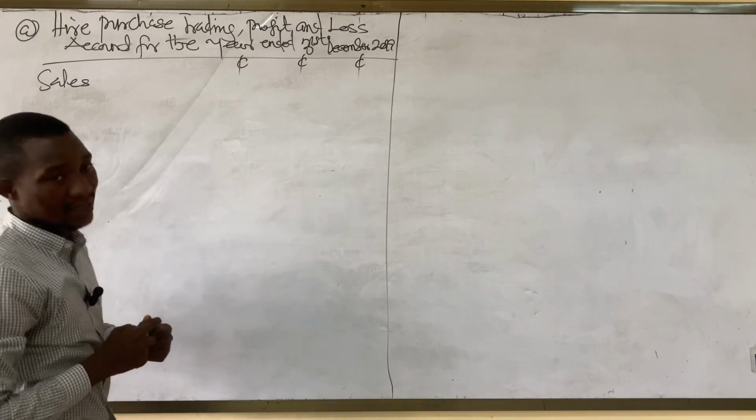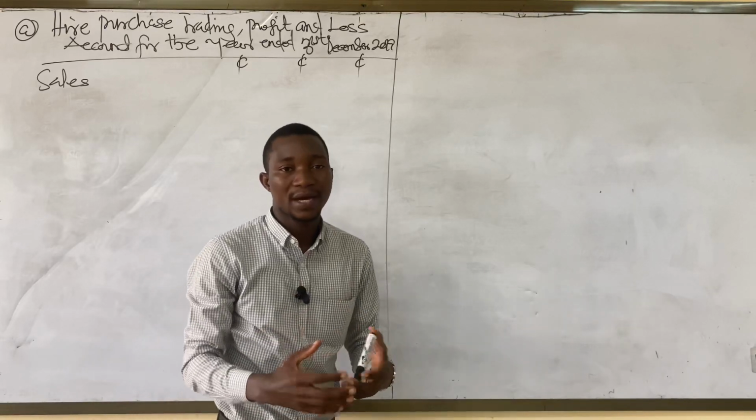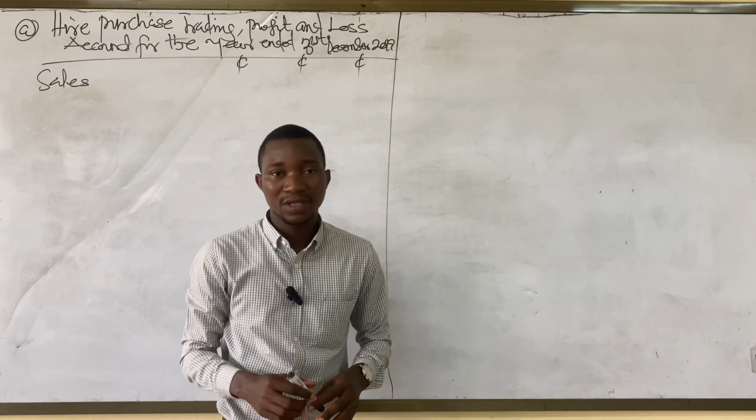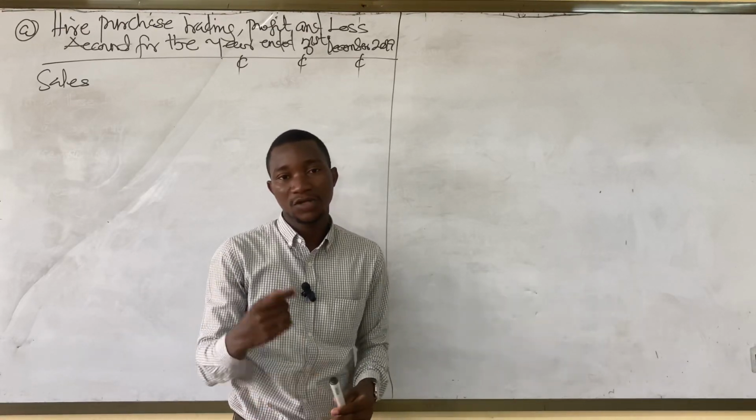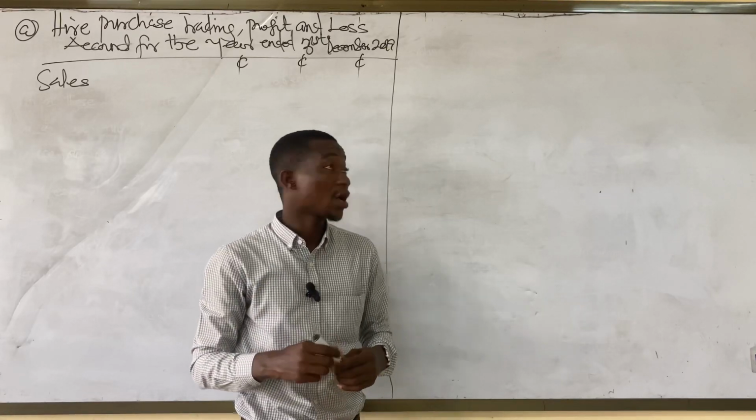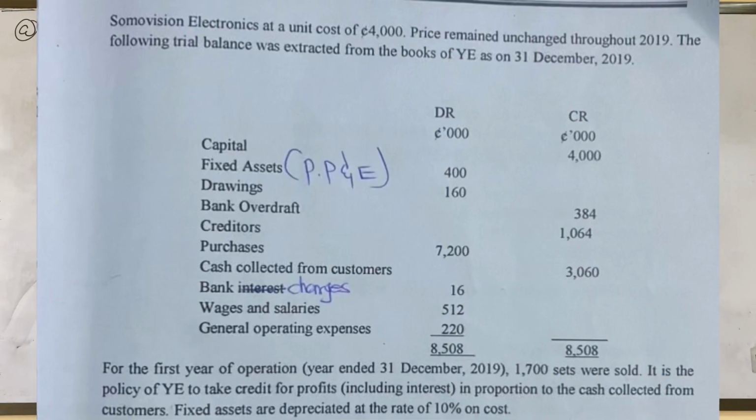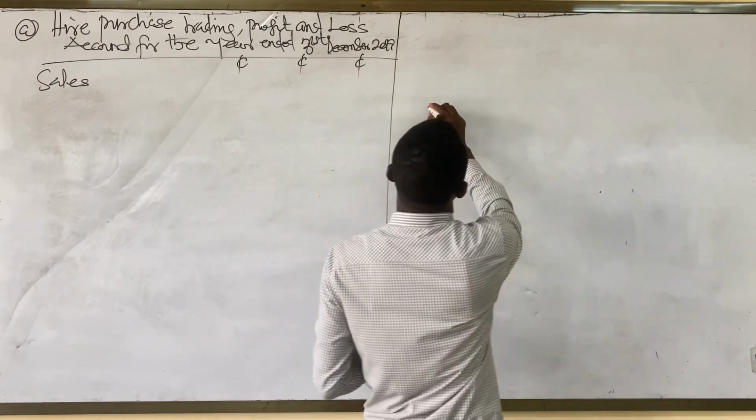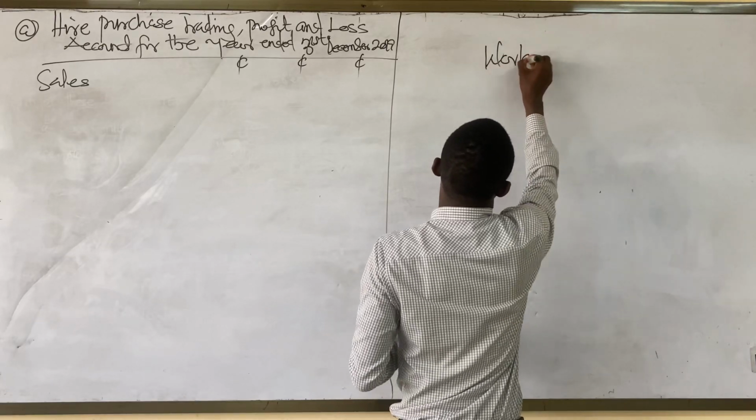Okay, but before we start, there are certain workings we need to do from this question before we can proceed with our requirements. Because the sales amount is not given directly from the question, but there is information in this question for us to determine our total sales. Is that okay? So to determine the sales amount, we have the units sold, and then we have the per unit cost. Okay, so we sold 1,700, so this becomes our workings.